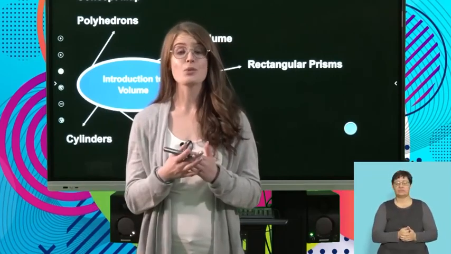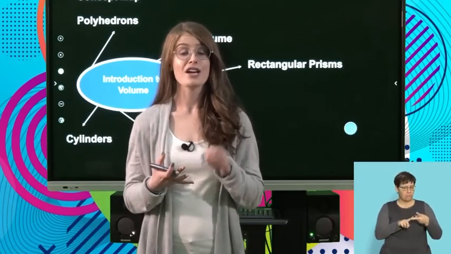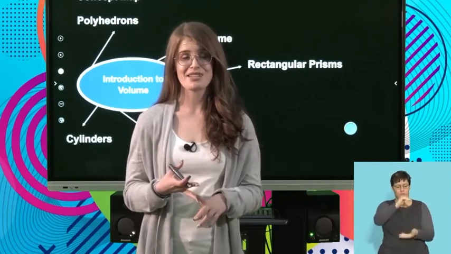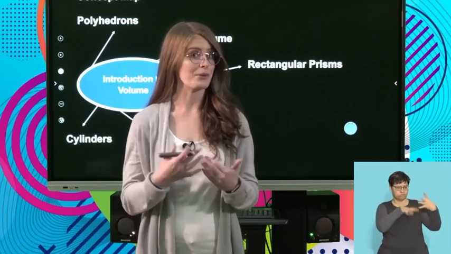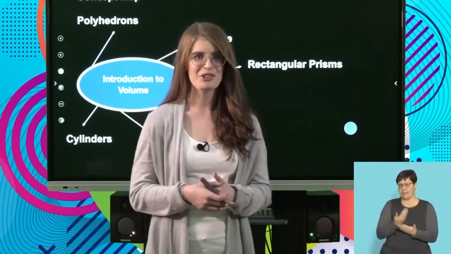Then we defined what the volume of a cube is, a rectangular prism, and a cylinder. Now we're going to get into some examples where we can apply what we've seen with volume. Let's go to the board.